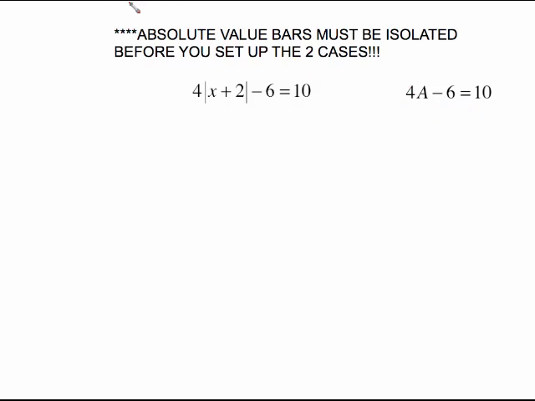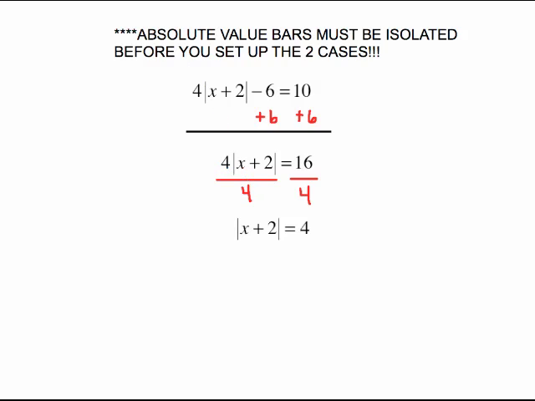Very simple equation to solve for a. To undo this minus 6, we would add 6 to both sides, which is the first thing we're going to do over here. That makes those 6's cancel out. And now we have 4 times the absolute value of x plus 2 equals 16. That's 4 times something. To undo multiplying, we do the opposite, which is dividing, which makes those 4's cancel out. And now we just have absolute value of x plus 2 equals 4. We have the absolute value bars isolated. Now we're ready to set up the 2 cases.